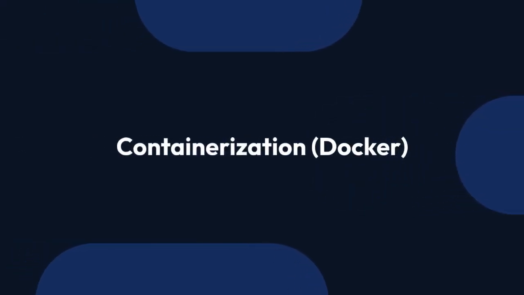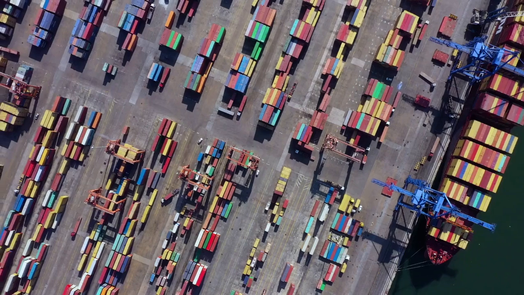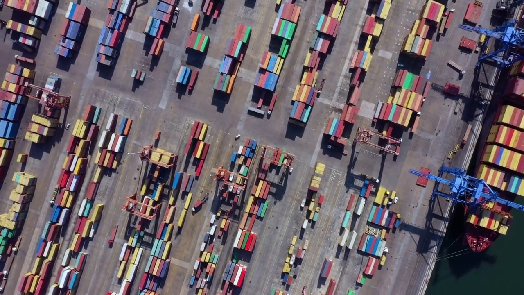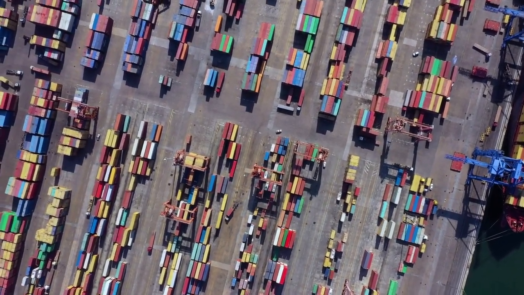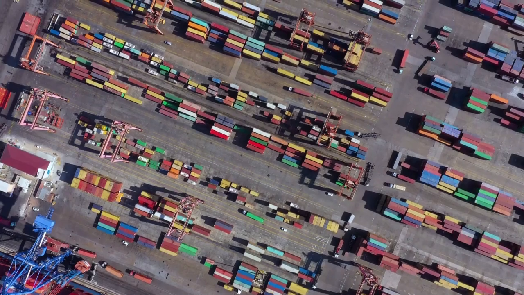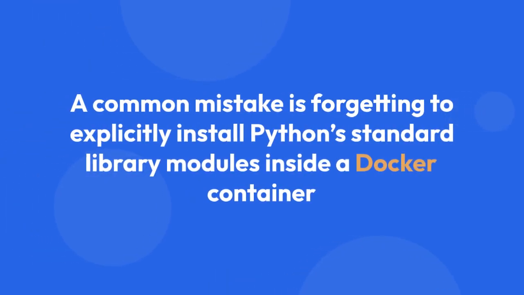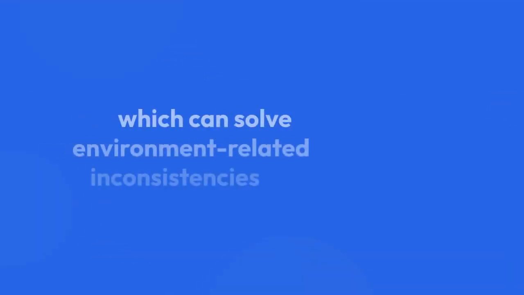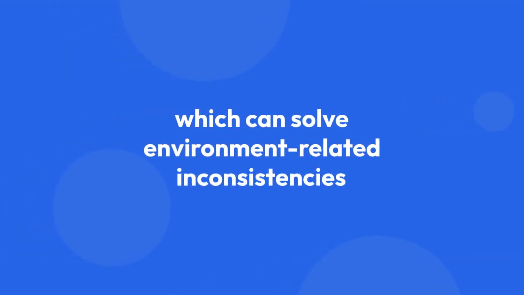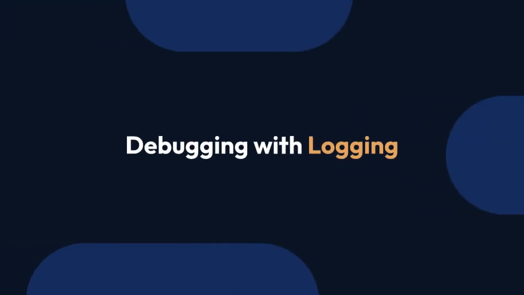6. Containerization, Docker. If you're deploying using Docker, make sure your Dockerfile correctly installs all required dependencies, including the standard Python libraries. A common mistake is forgetting to explicitly install Python standard library modules inside a Docker container, which can cause environment-related inconsistencies.